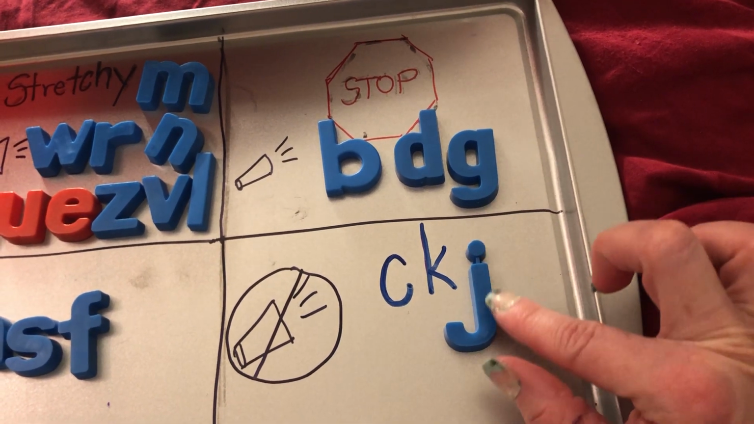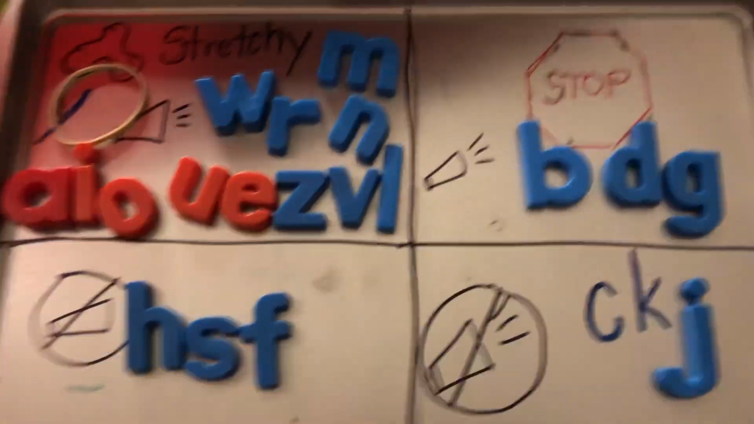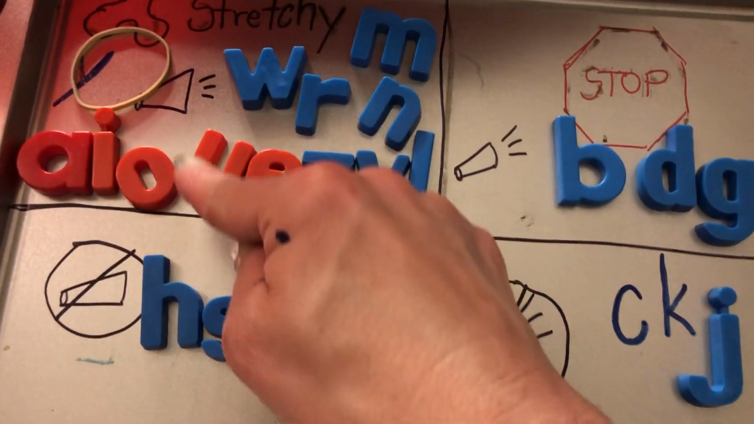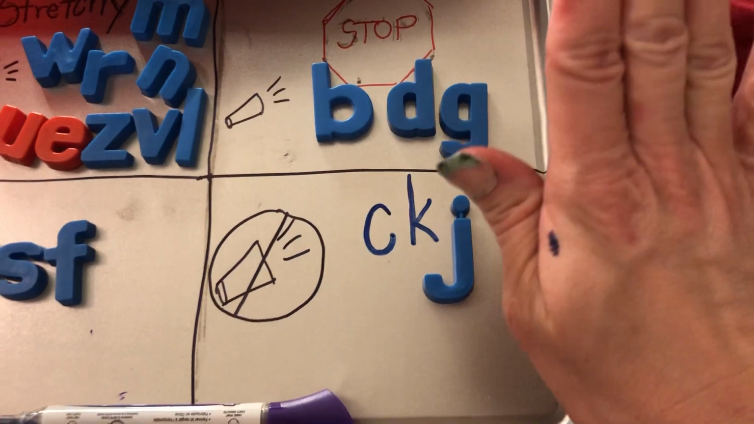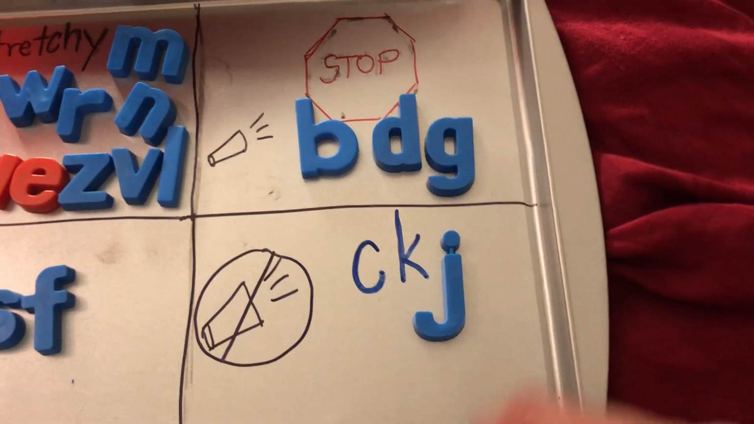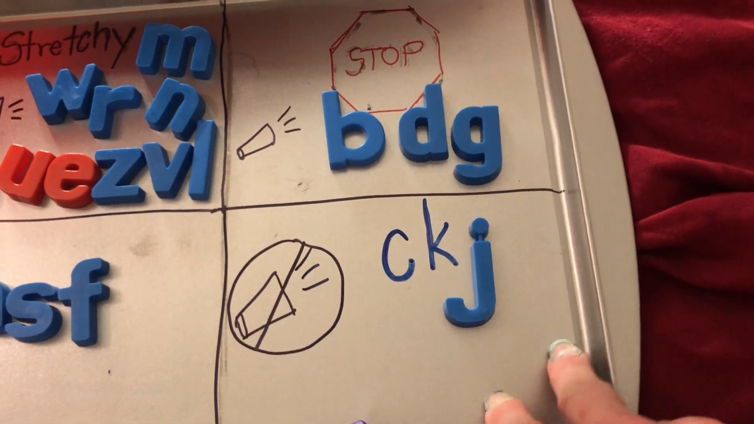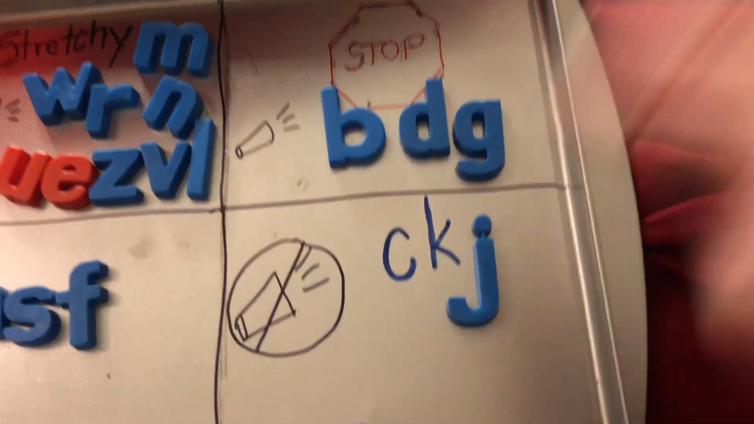Okay, so J is another stopper, which means we cannot hold on or continue that sound as long as we want. It's not as stretchy. We can't stretch it out. We stop it short. J, like j, j, jump. Jump with our fingers. J, jump, j. Okay, jump with your fingers with me. Ready? J, jump, j. Good.